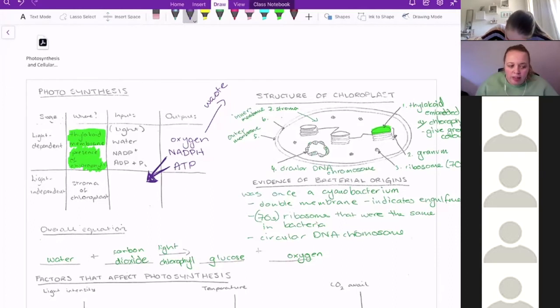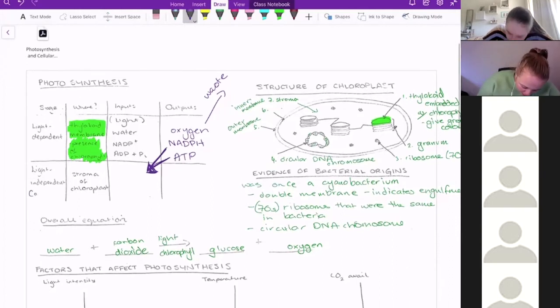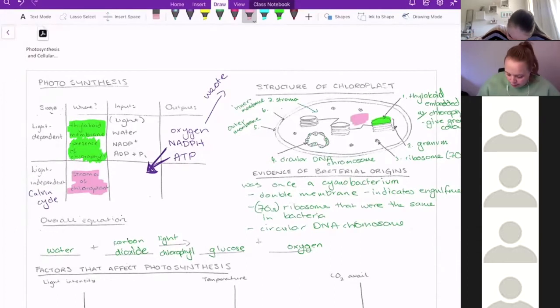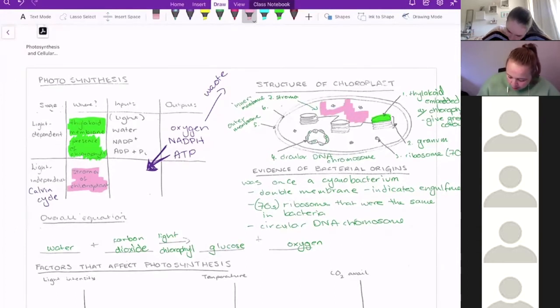And what they do is they actually fire up the light-independent reaction or the Calvin cycle. So now we move out into the stroma of the chloroplast, which is this pink region out here. There's all this pink region. I'm just going to have fun colouring this in. Tell me if I go too fast, girls.